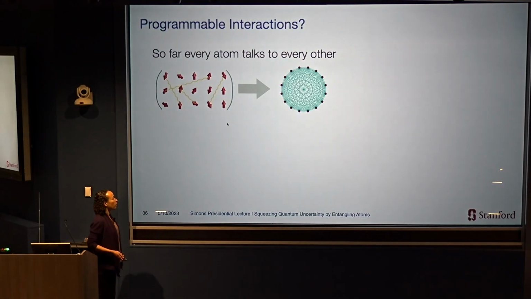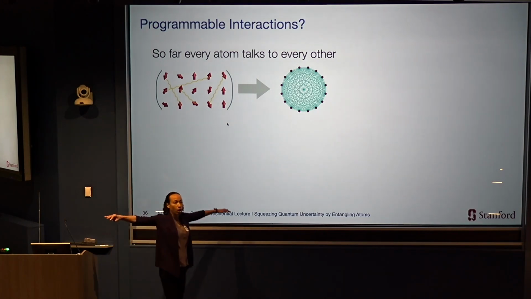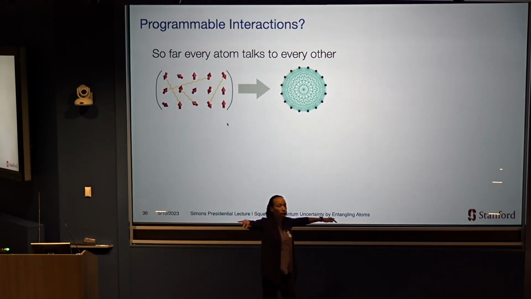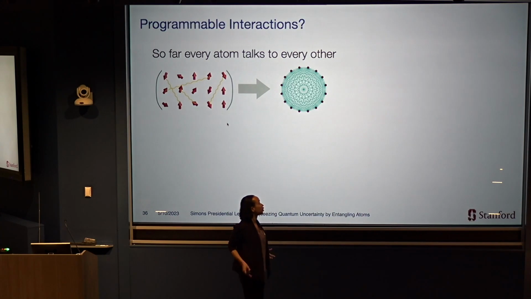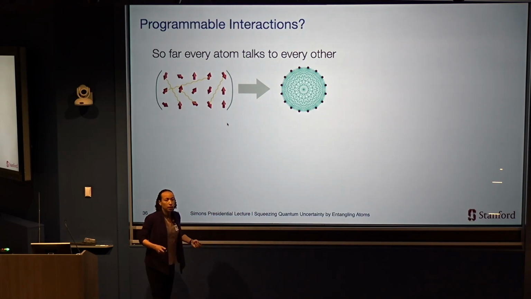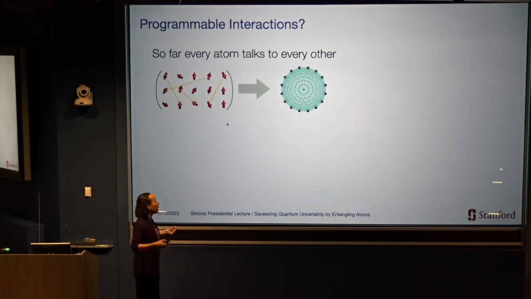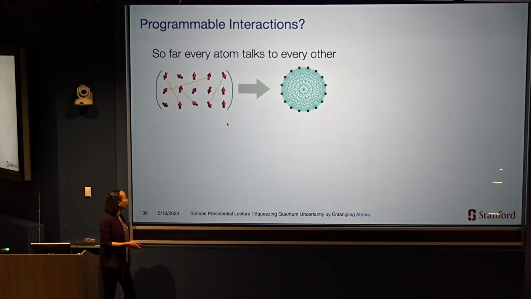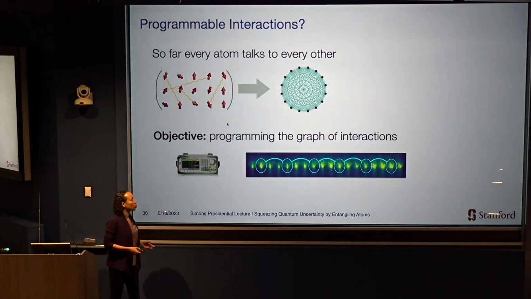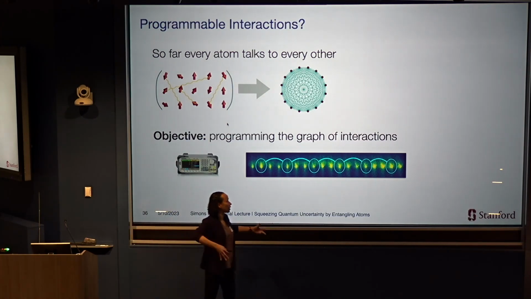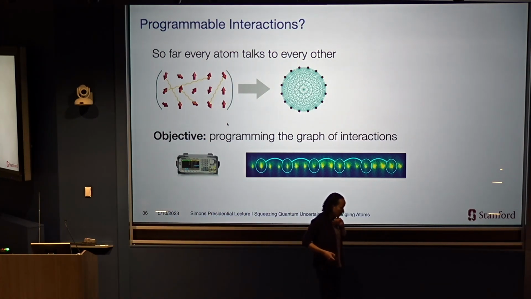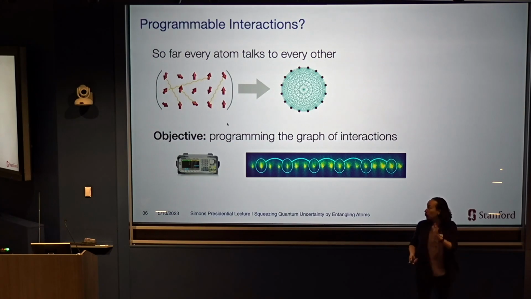So far, though, the correlations kind of extend across the entire array, right? There's no sense of spatial locality. Position doesn't matter. And that's because the light lets any atom talk to any other, irrespective of where it is within this resonator. So I said we wanted to start to sort of program the graph of interactions in the system. And there's a couple of tricks we have for doing that.